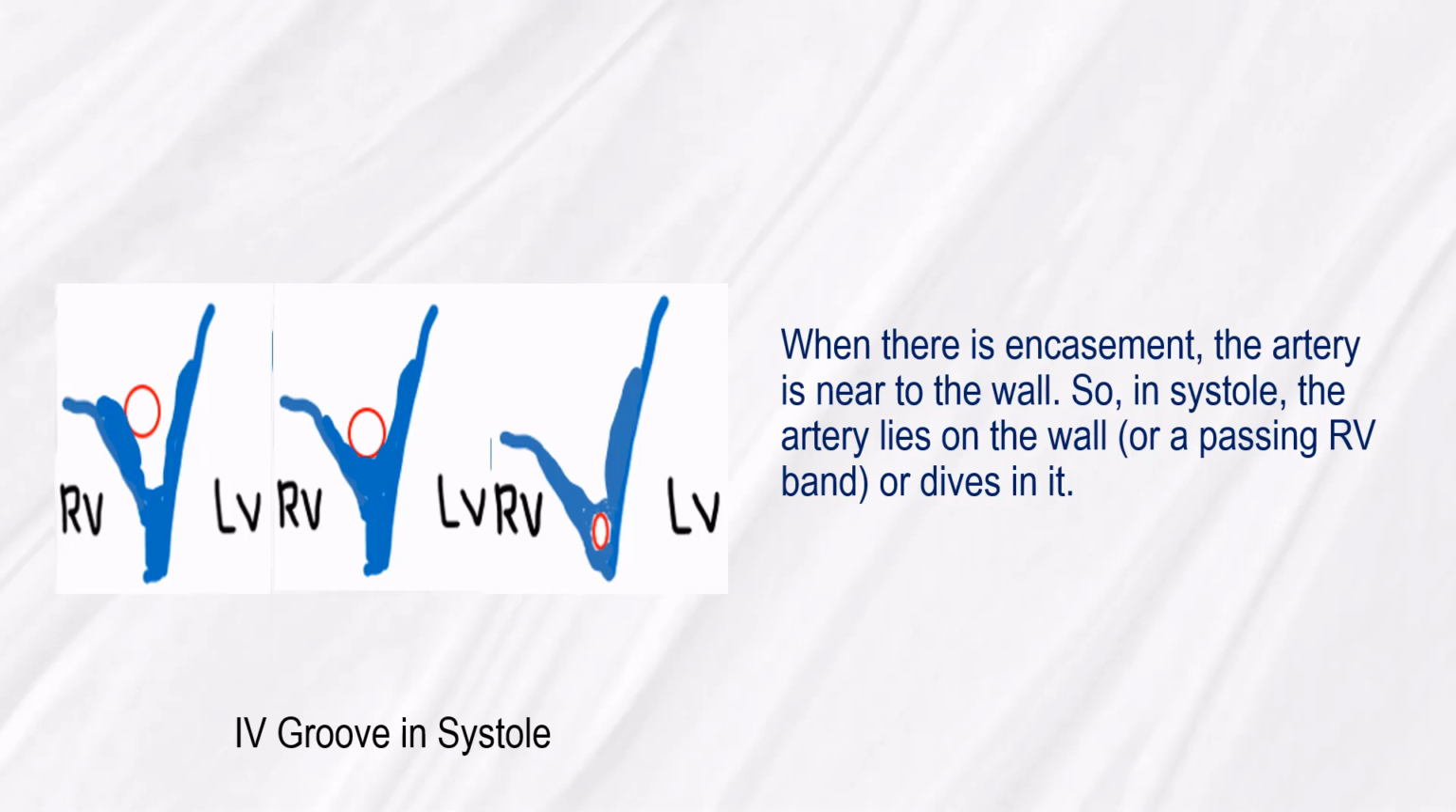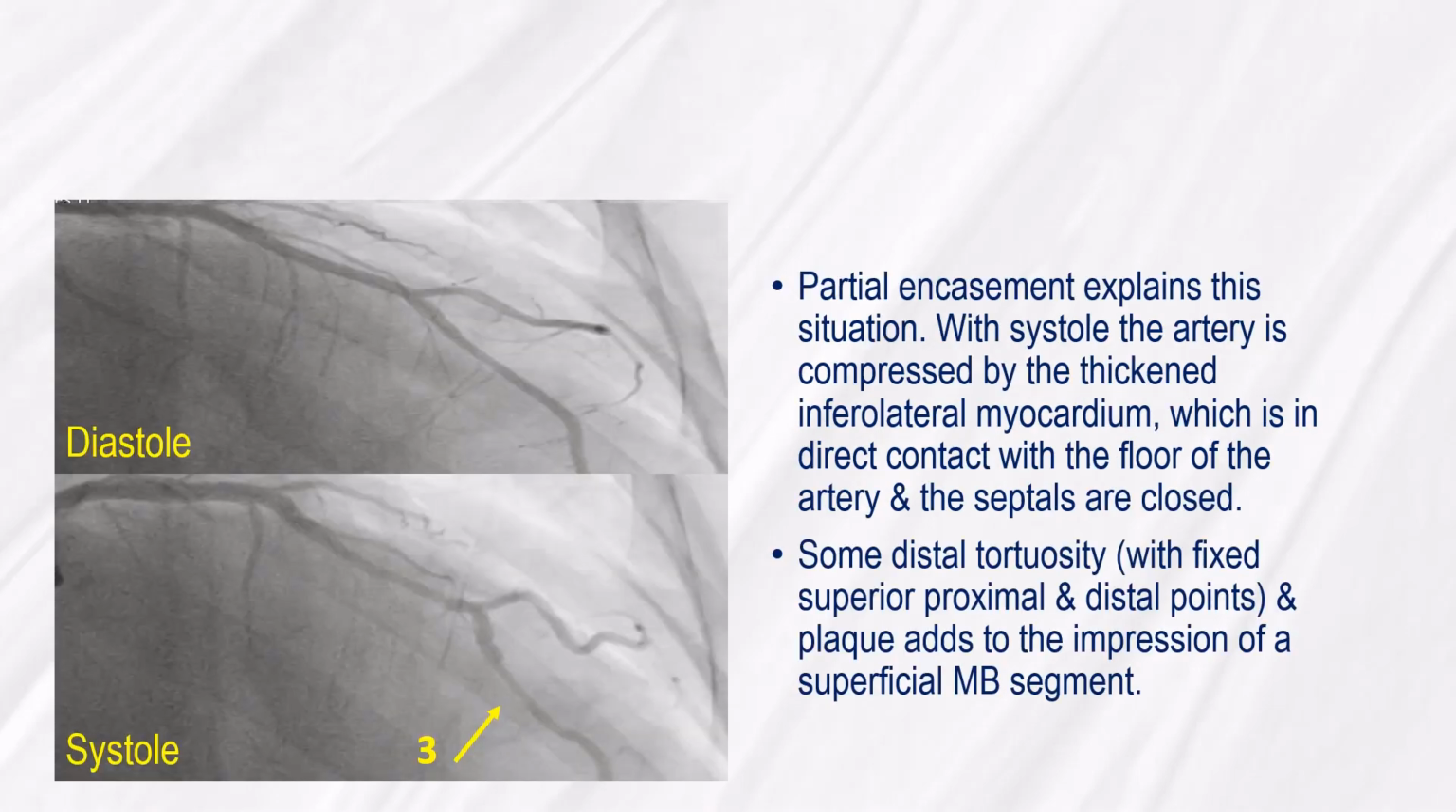When there is encasement, the artery is near to the wall. So in systole, the artery lies on the wall or a passing RV band or dives in it. In this case, partial encasement explains the situation. With systole, the artery is compressed by the thickened inferolateral myocardium, which is in direct contact with the floor of the artery, and the septals are closed.